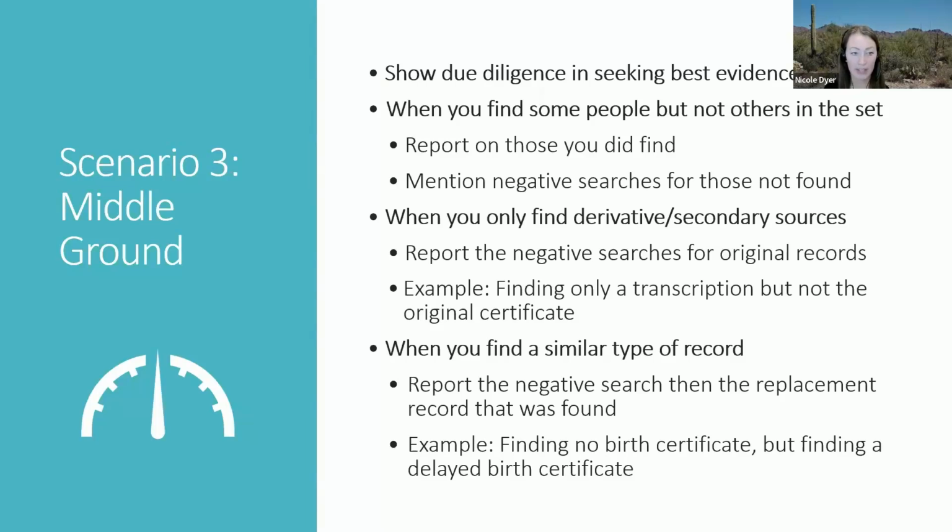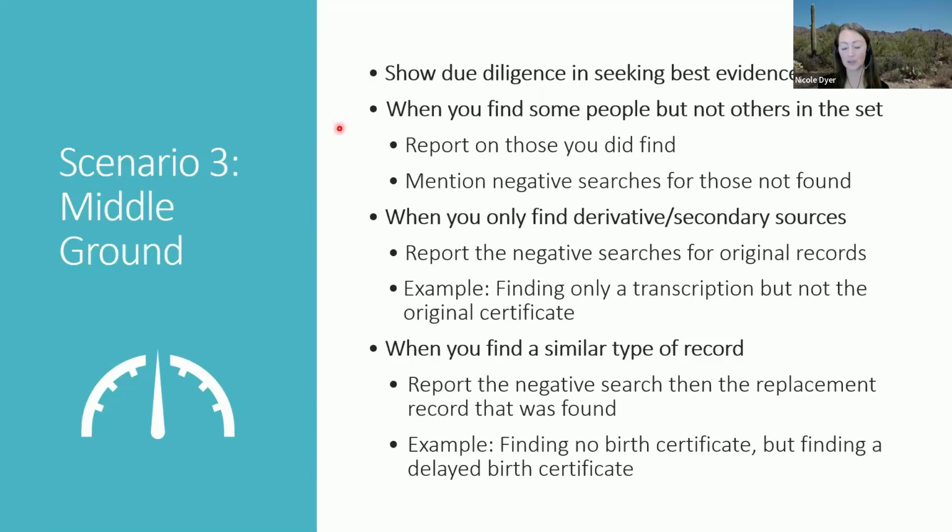So that's if you don't find anything, but sometimes you find something, but it's not exactly what you were looking for. And so this is scenario 3, the middle ground. And it's good to show due diligence and show that you're seeking the best evidence. So this is another case where you might want to include some of your negative findings. So when you find some people, but not others in the record set.